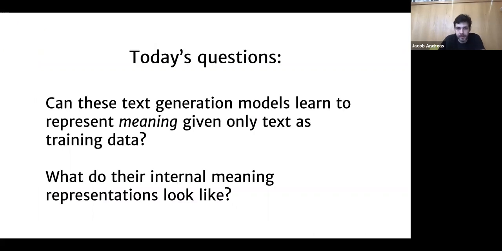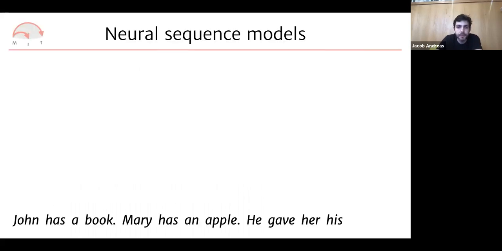And so what we're really going to be trying to understand in today's talk is the extent to which these models can, in principle, or are already learning something about meaning, and to the extent that they are, what those meaning representations that are being learned just from this text generation task look like, and how we might tap into them in order to actually fix all of these failure modes that we were seeing before.